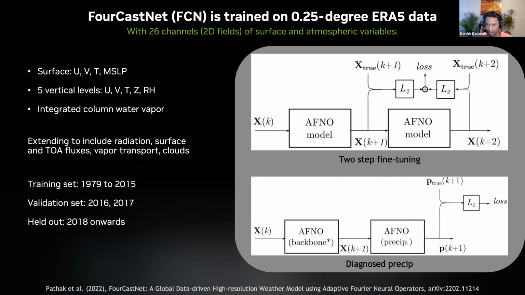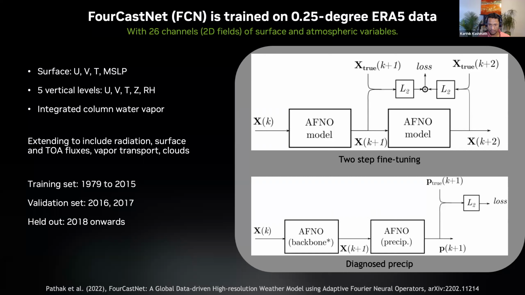So on the right are two properties of the training process that I want to highlight. The first is that we have a two-step fine-tuning process, and by this I mean that we predict one time step ahead, compute a loss, and then use the same model to predict one more time step and compute a second loss, and we optimize over both of these time steps. And just to clarify, each time step here is 6 hourly. We've tested a few other different configurations as well.